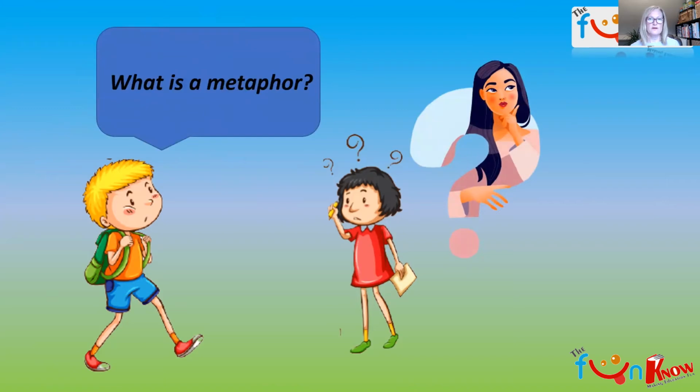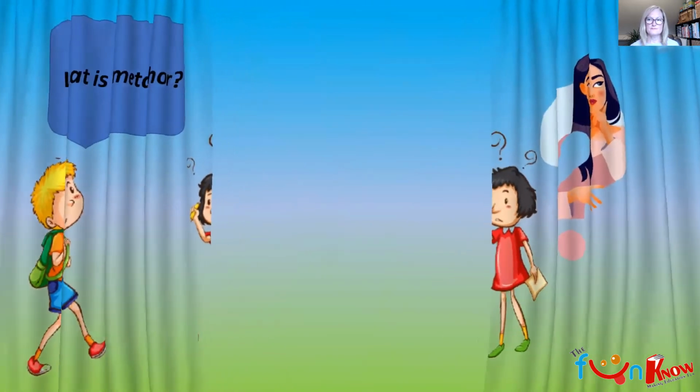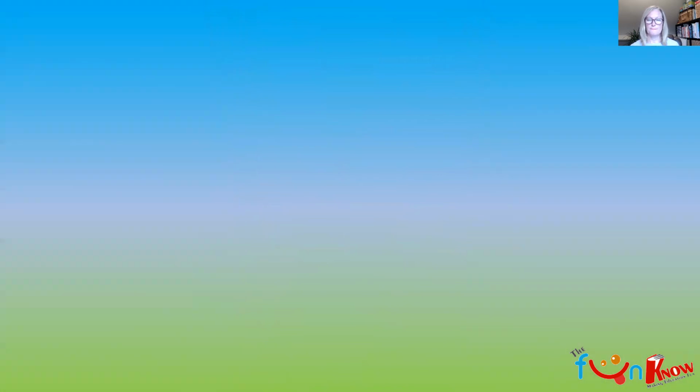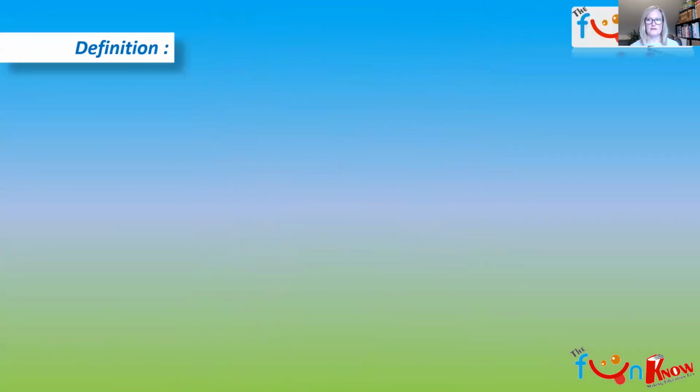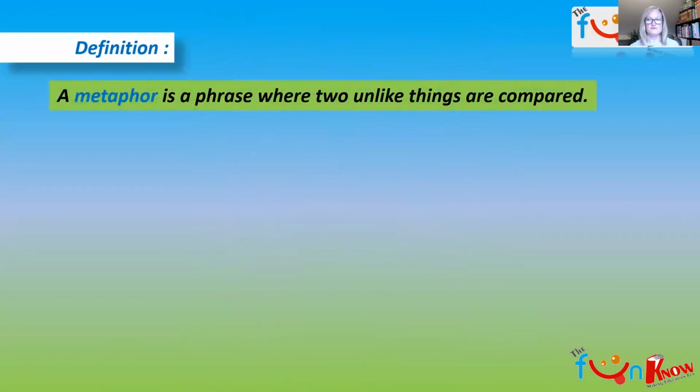Okay, let's move on. Now, what is a metaphor? Metaphors are actually quite closely linked to similes, so we'll show you the relationship between both of them. So the definition of a metaphor is a phrase where two unlike things are compared. However, the two things do have a link.